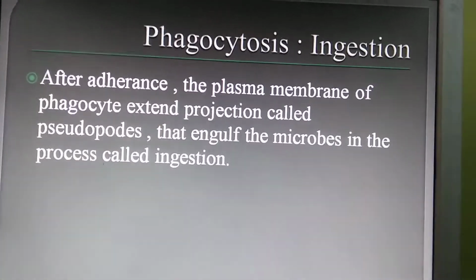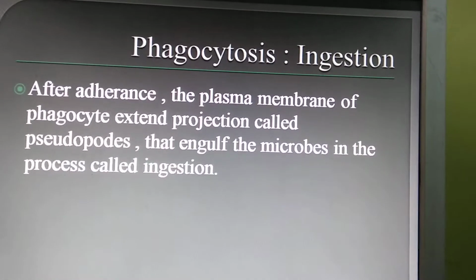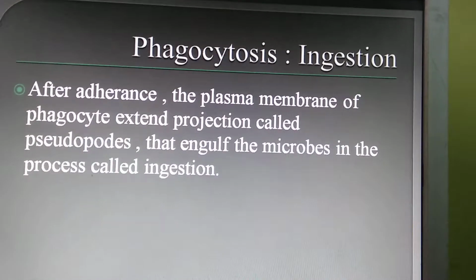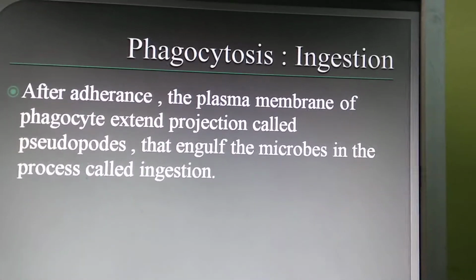The third step is ingestion. After adherence, the plasma membrane of the phagocyte extends projections called pseudopods that engulf the microbes in the process called ingestion.